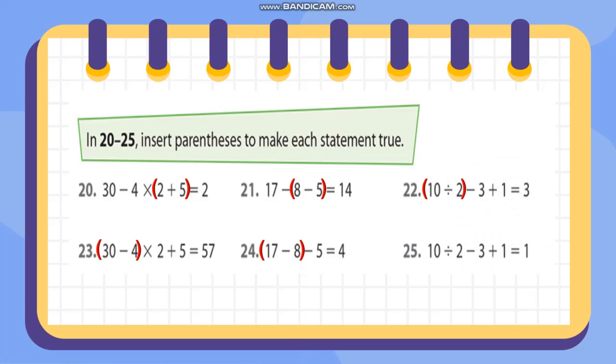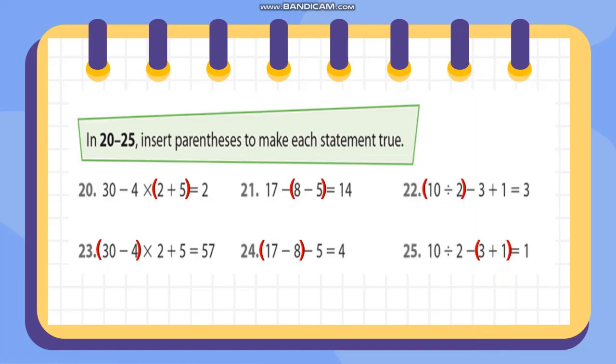Question number 25. 10 divided by 2 minus 3 plus 1. Okay, so here we're going to put the parentheses here. Why? Because 3 plus 1 is 4, and 10 divided by 2 is 5, and 5 minus 4 is equivalent to 1. That's why the correct answer is this one.